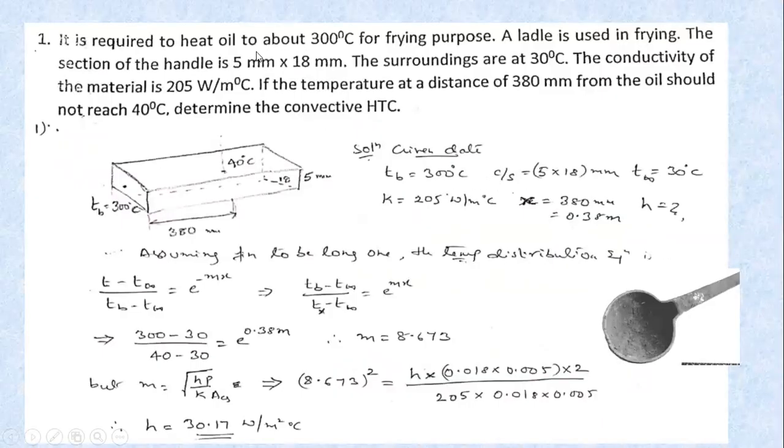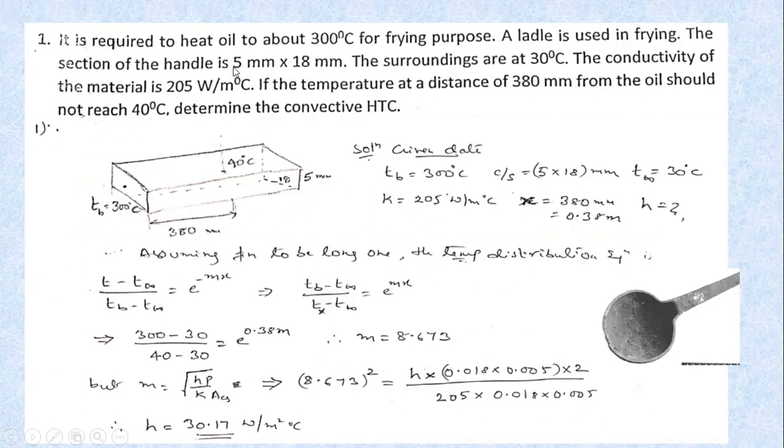Now, let us solve some of the numericals. In the first numerical, it is given that it is required to heat the oil to about 300 degrees centigrade for frying purpose. So we have some frying pan and we are going to heat the oil. A ladle is used in frying. So I'm just giving a screenshot of a ladle.